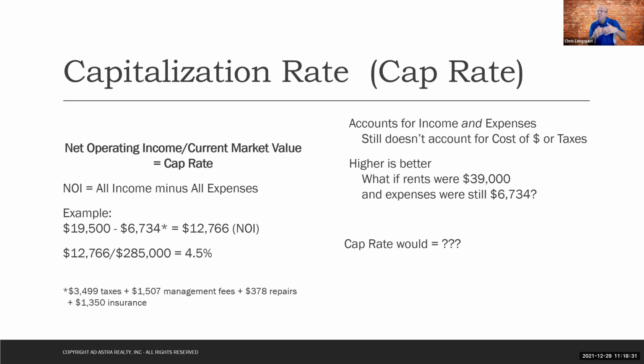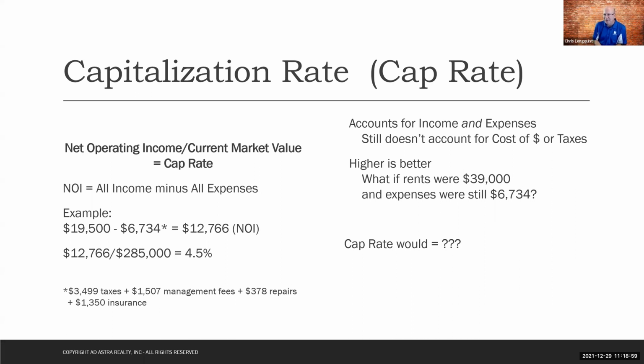That's okay. It's better than GRM, but it still doesn't let us know what to really expect the first year. But I like it because, again, it helps me narrow down neighborhoods and compare this house to that house without going into too deep a math. So to figure out your cap rate, your capitalization rate, you take your net operating income and you divide it by the current market value, and that equals your cap rate.